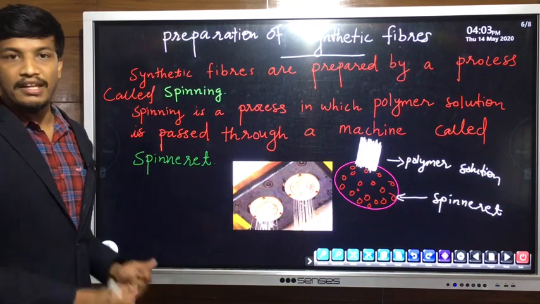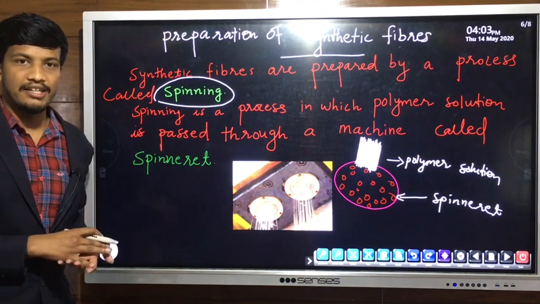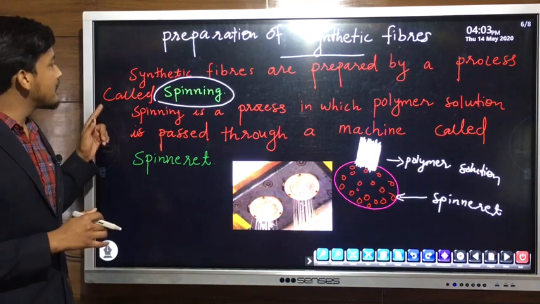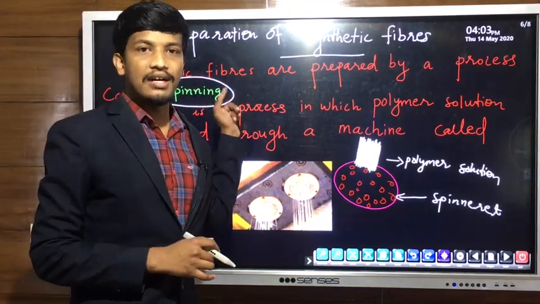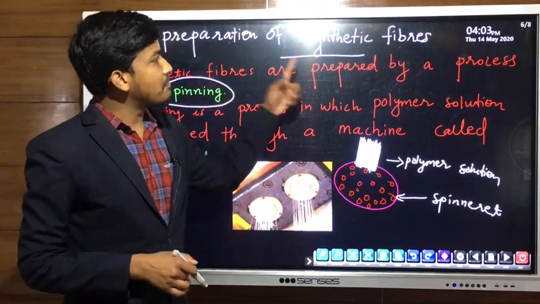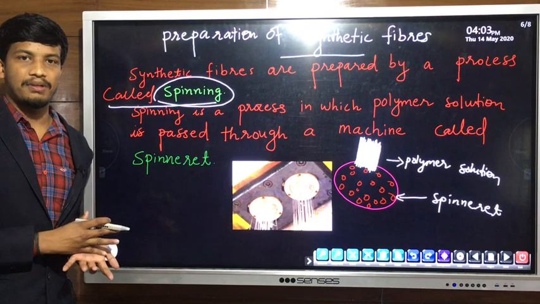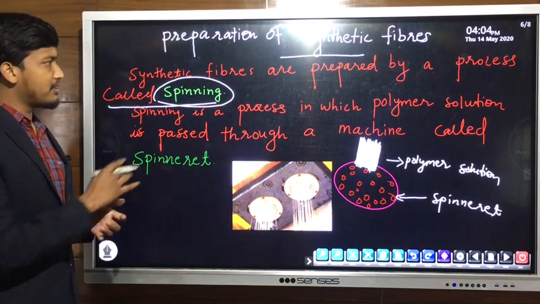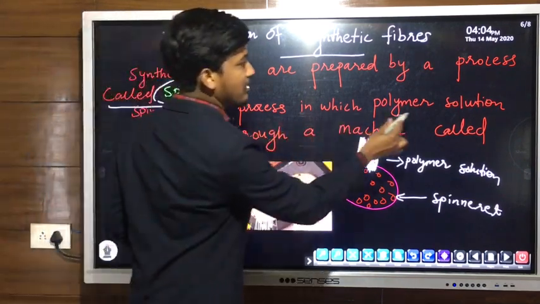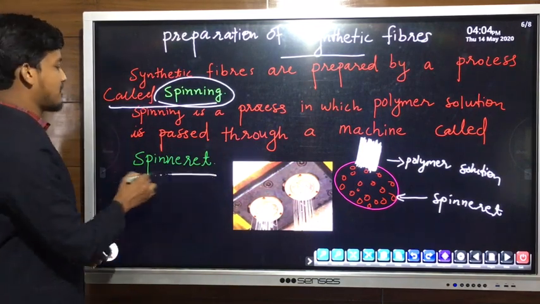An important step in the production of synthetic fibers is spinning. Many steps are there, but an important step involved in the production of synthetic fiber is spinning. Synthetic fibers, that is artificial fibers, the fibers which are made from chemicals, are prepared by a process called spinning. So spinning is an important step in the preparation of synthetic fiber. Now we will see what spinning is. Spinning is a process in which polymer solution is passed through a machine called a spinneret.